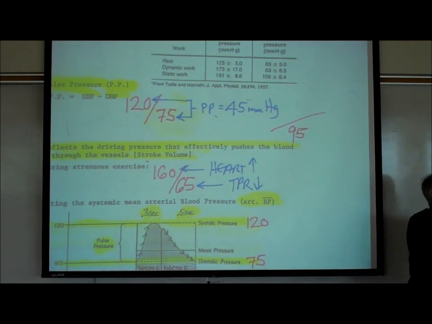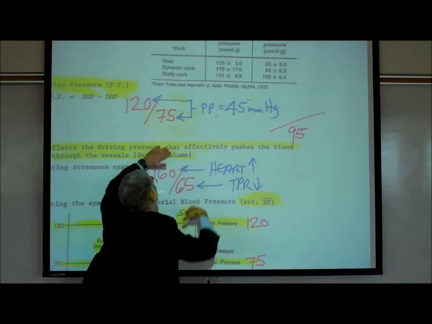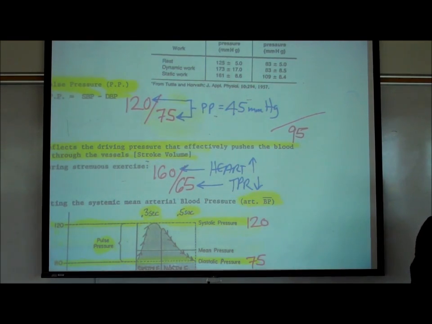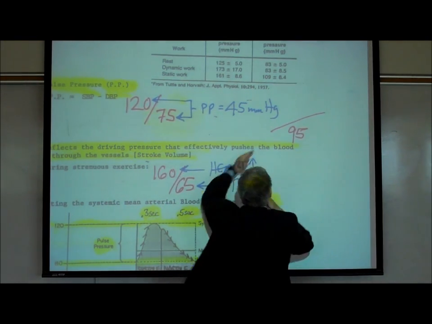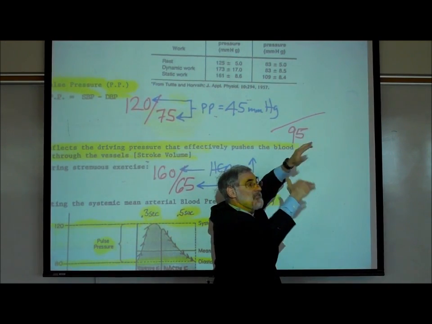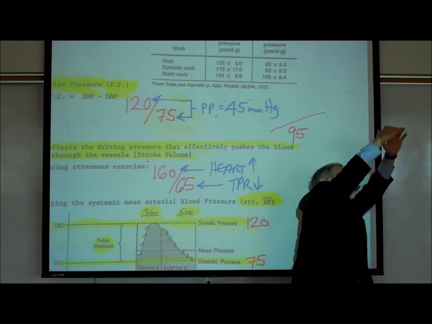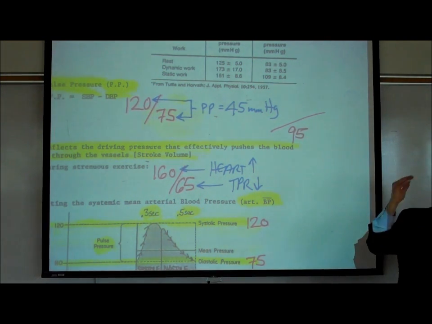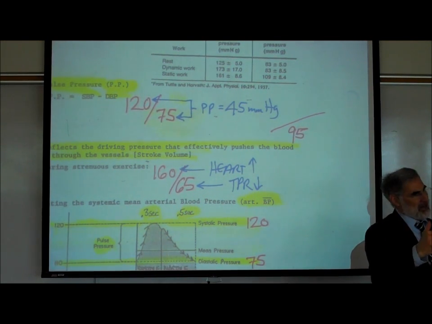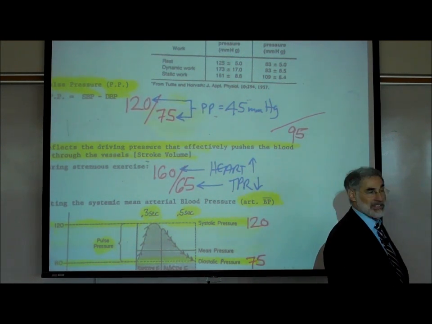It's got to increase that pressure. The starting point normally is 75. Then it raises at 45 up to 120 to eject 70 milliliters of blood. If the starting point where it begins to eject blood doesn't begin till 95, it's got to raise it by 45 up to 140 millimeters of mercury to eject the same volume of blood. So the higher the diastolic, basically it's forcing the heart to work harder to eject the same amount of blood.